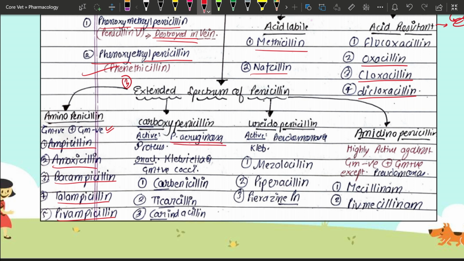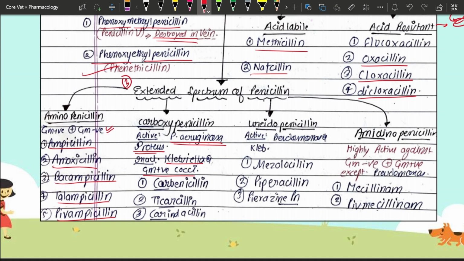We know that the sulfonamide wasn't effective against the pseudomonas and anaerobes, right? They weren't in fact effective against both of them, right? So the pseudomonas could be targeted by the usage of the penicillin. Okay, and it is also effective against the proteus, but it is inactive against certain Klebsiella and the gram-positive cocci.